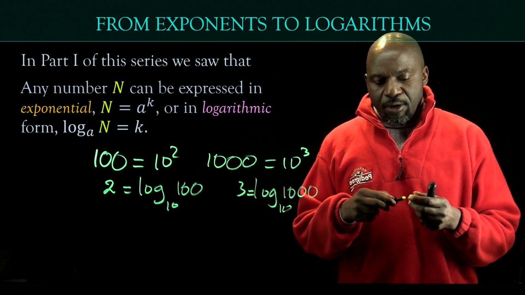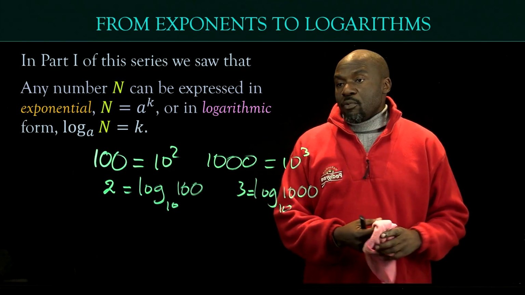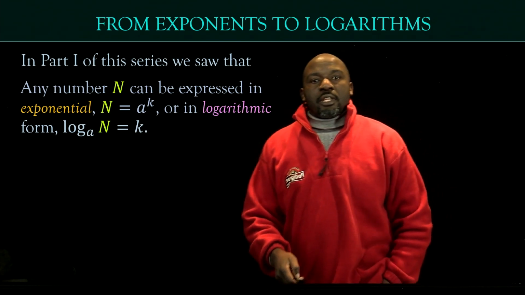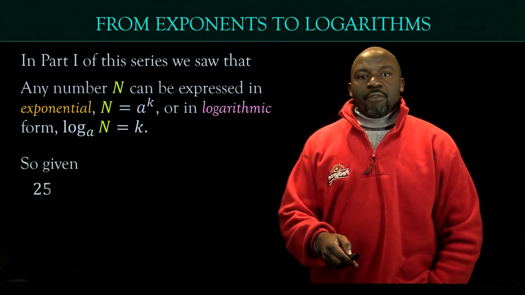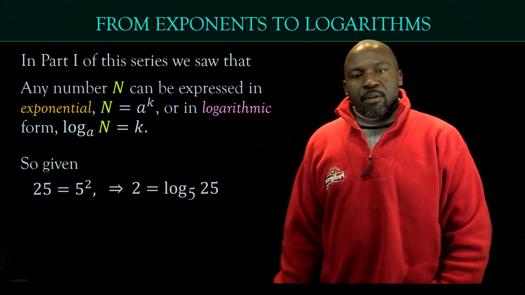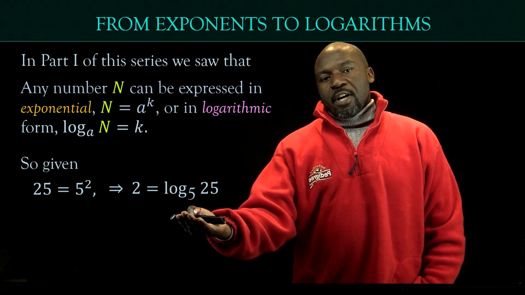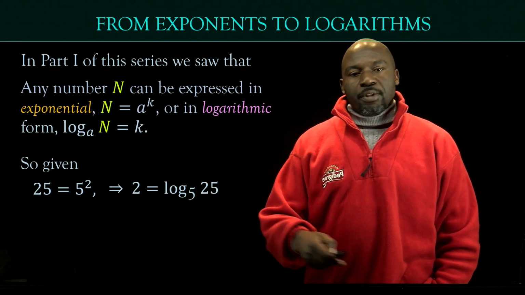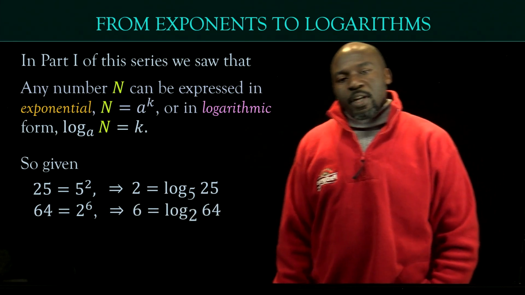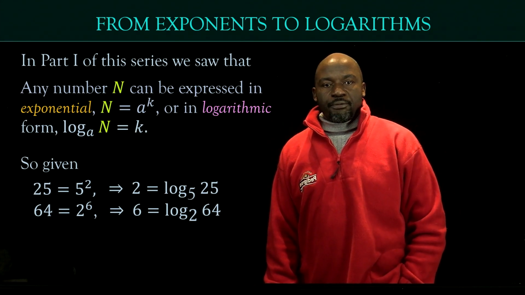So we've done this kind of thing, and we're going to rely on our understanding of this to come up with the laws of logarithms. Okay, so keeping this in mind then, given 25 is the same as 5 to the power of 2, that can be expressed as 2 is the log to base 5 of 25. We know how to do that already. We know that 64 is 2 to the power of 6, and therefore we can change that to logarithmic form and say 6 is the log to base 2 of 64.